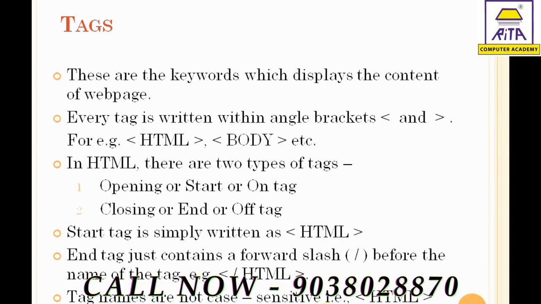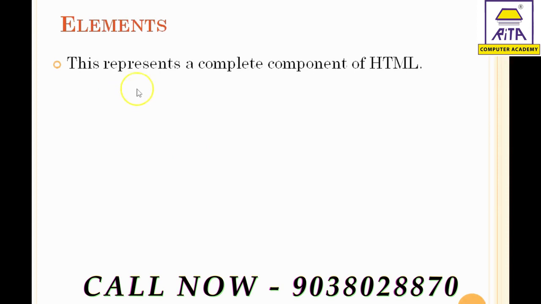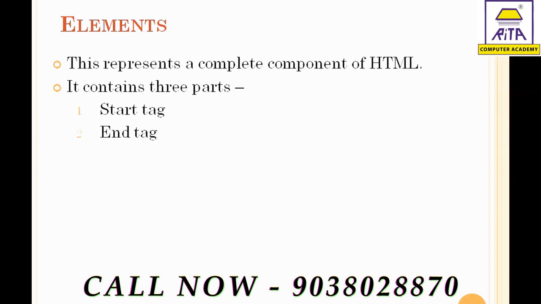The next term of HTML is the elements. So what are these elements? Elements represent a complete component of HTML. So what is this complete component? It has three parts. The start tag, that means the tag name between the opening and closing angle brackets. Then the second one is the end tag, the name of the tag with the forward slash, and the content between the start and the end tag.